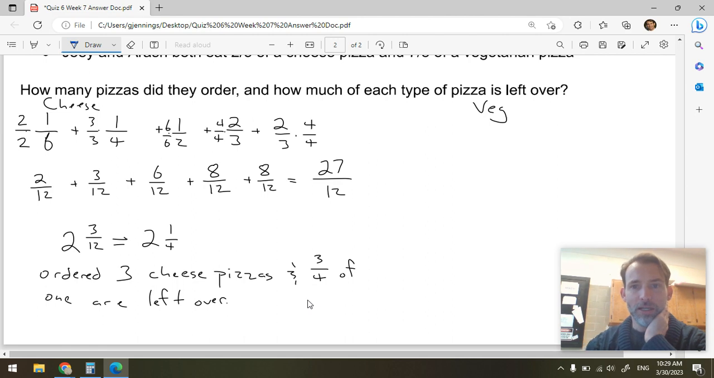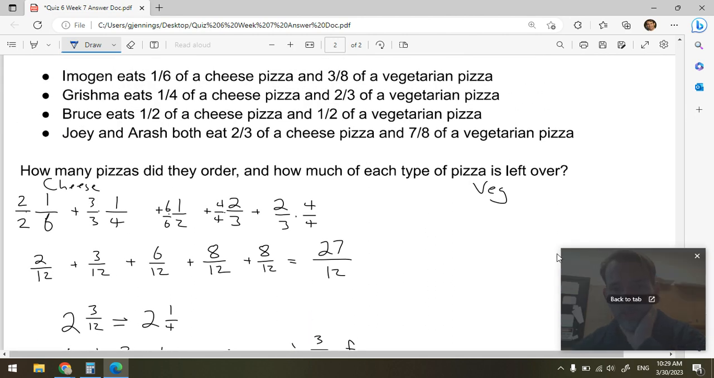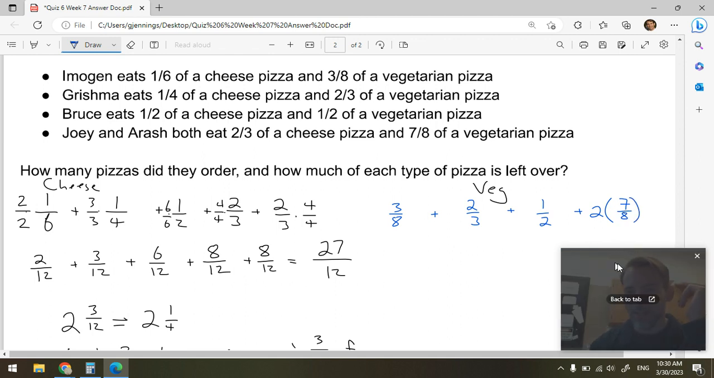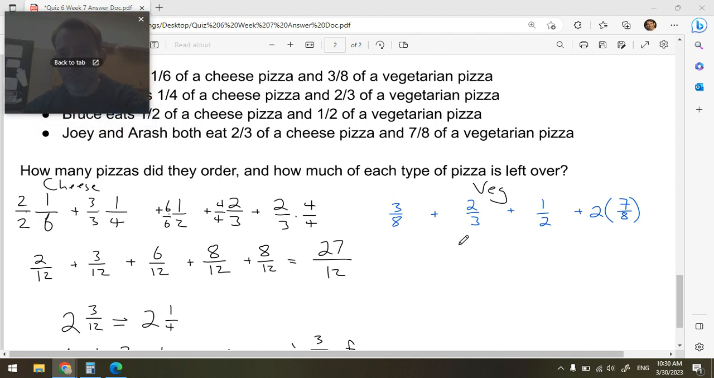So let's go. Let's add up the veggie pizzas. Okay. Imogen eats 3/8 of a veggie pizza. So we're going to say that's 3/8 plus 2/3 plus 1/2 is what Bruce eats. And since Joey and Arash each eat the same amount, we'll just do plus 2 multiplied by 7/8. That'll just give me one fraction there instead of 2 that I have to add together. All right, let's go.